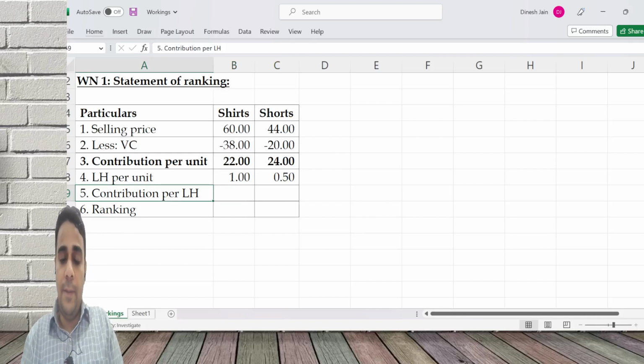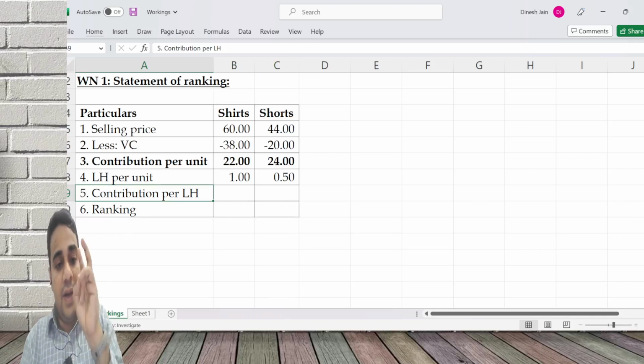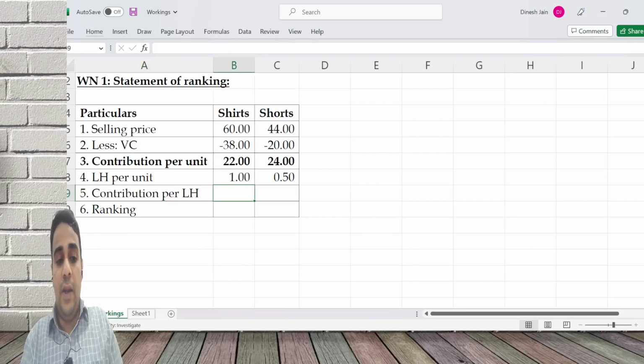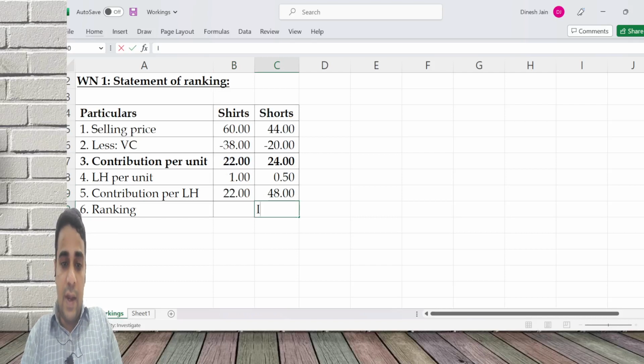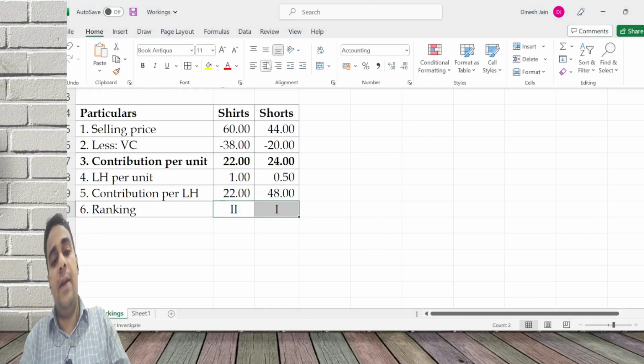Using 1 hour we earn 22 rupees in shirts. Using half an hour we earn 24. So contribution per labor hour is this divided by number of hours. So this is rank 1 and this is rank 2. Thus my priority would be to manufacture shorts. Second priority is shirts.